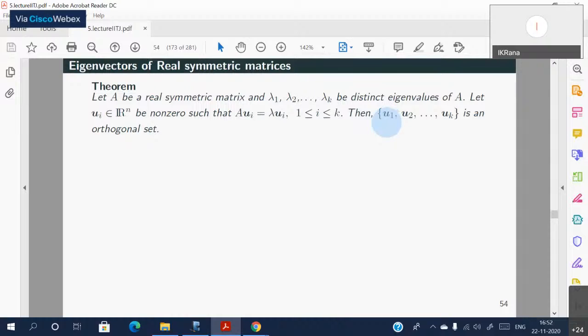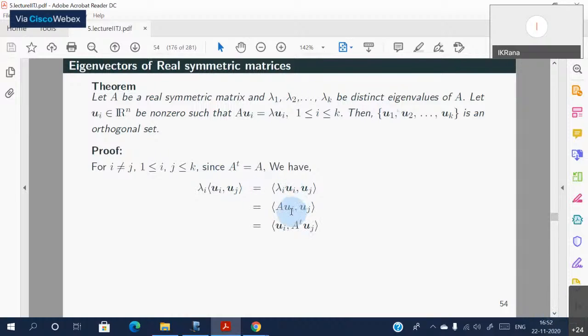So that can be proved. It's not a very difficult thing. Probably we can just look at it once again. Lambda i ui uj, where ui is an eigenvector for lambda i and uj for lambda j. Then we can write that in terms of A and shift it to A transpose. That becomes lambda j uj. So ui uj is equal to, and because they are distinct, it will come out, right?